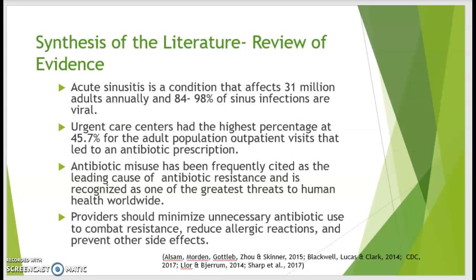Acute uncomplicated sinusitis is a condition that affects 31 million people annually in the United States and costs billions of healthcare dollars. Of those adults who are diagnosed with a sinus infection, 84 to 98% are viral. Urgent care centers have been shown to have the highest percentage, at 45.7%, of adult outpatient visits that led to an antibiotic prescription. Antibiotic misuse has been frequently cited as the leading cause of antibiotic resistance. Antibiotic resistance can affect anyone at any age and is recognized as one of the greatest threats to human health worldwide. Providers should minimize unnecessary antibiotic use to combat resistance, reduce allergic reactions, and prevent other unwanted side effects.